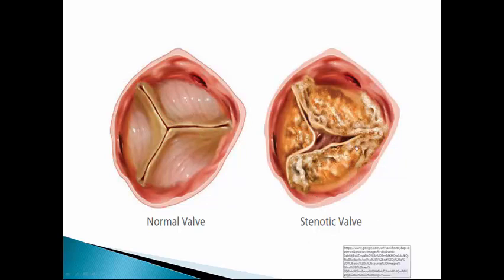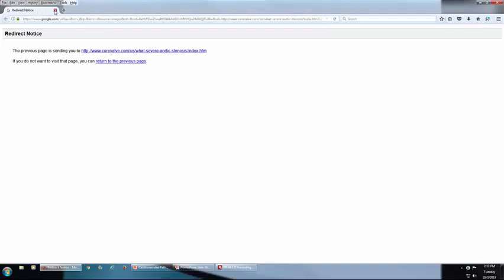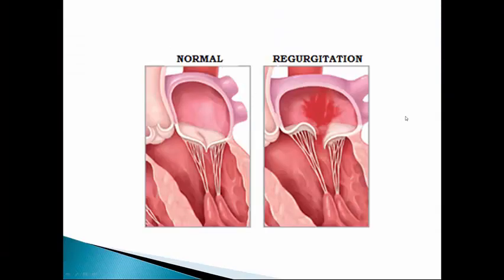This could be from either vegetations. This looks more like a calcification to me. All right, this is a regurgitant valve. With a regurgitant valve, you can see how this leaky valve is letting more blood back into the atrium.